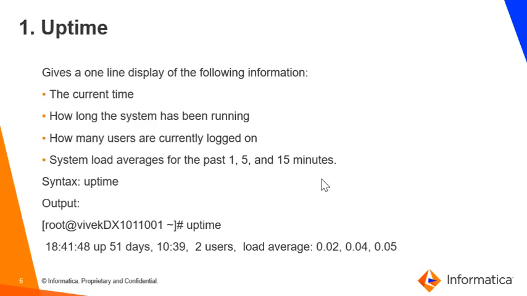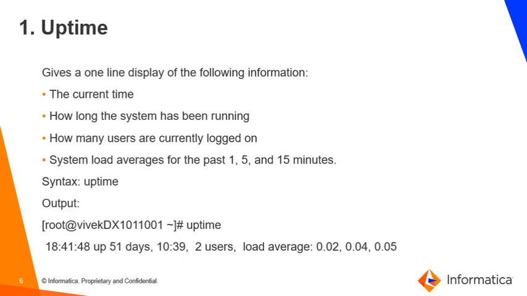The first command of our discussion is uptime. It gives a one-line display of the following information: the current time, how long the system has been running, how many users are currently logged on, and the system load average for the past 1, 5, and 15 minutes. The syntax of this command is uptime, and I ran this command on my server. You can see the output here.